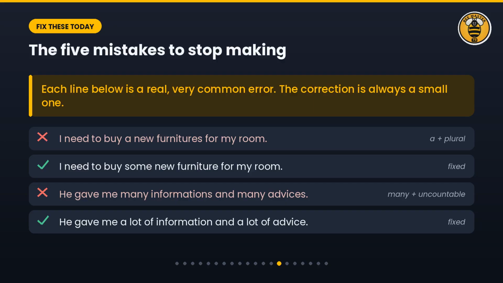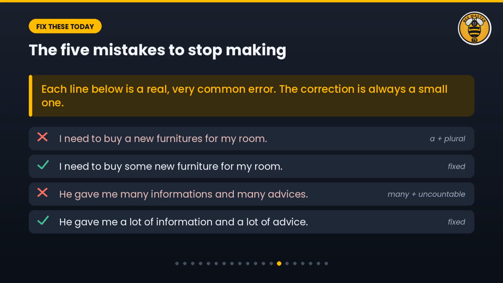Let us put it together with the errors that appear most often. First, "I need to buy new furniture for my room." That has 2 problems at once: "a" in front of a plural, and a plural S on an uncountable noun. The fix is, "I need to buy some new furniture for my room."